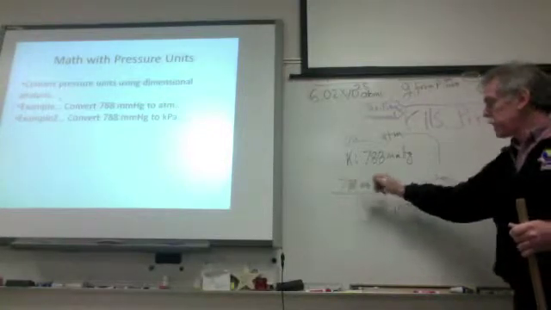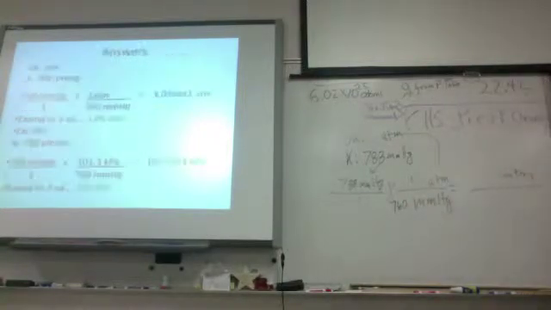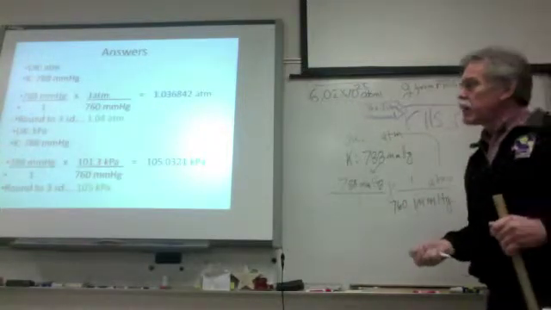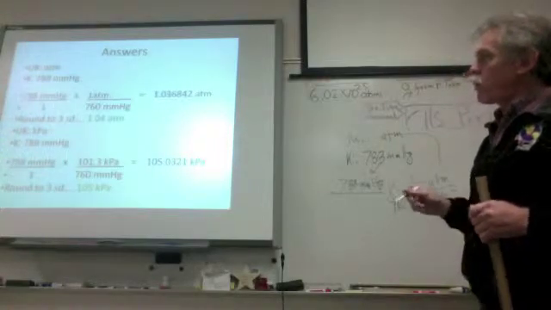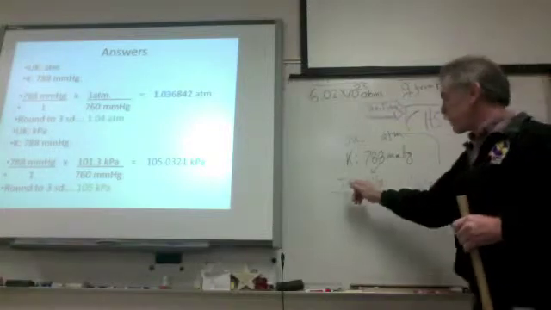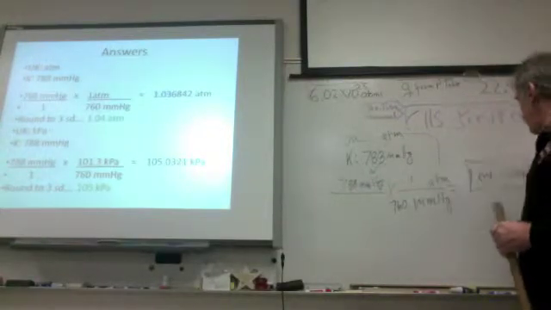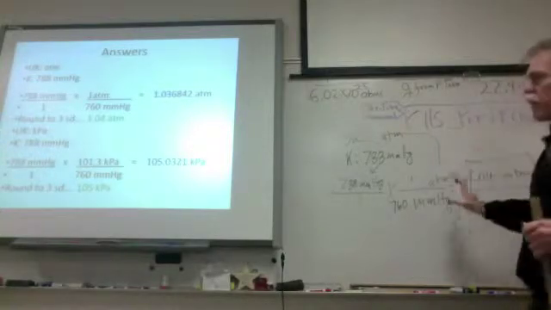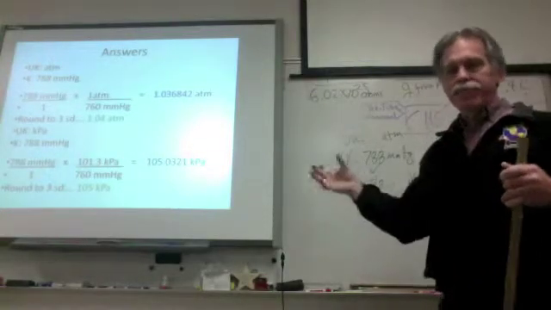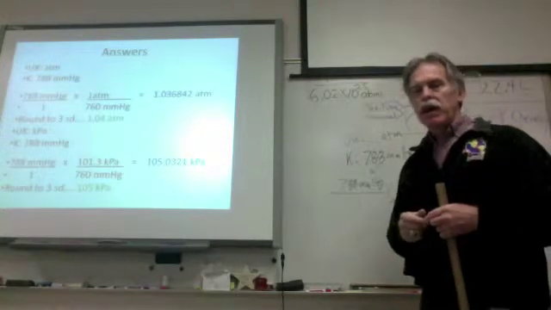When we multiply 788 times 1 divided by 760, you can see on the next screen that we get our answer, 1.036842 atmospheres. Because we've got 3 significant digits, we rounded to 1.04. That's our answer. We've got our units. We've rounded it correctly. And there's another example problem for kilopascals there also.